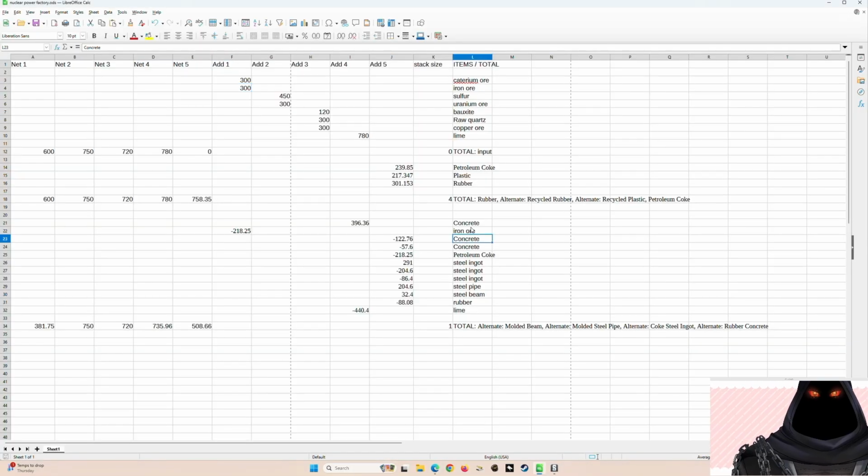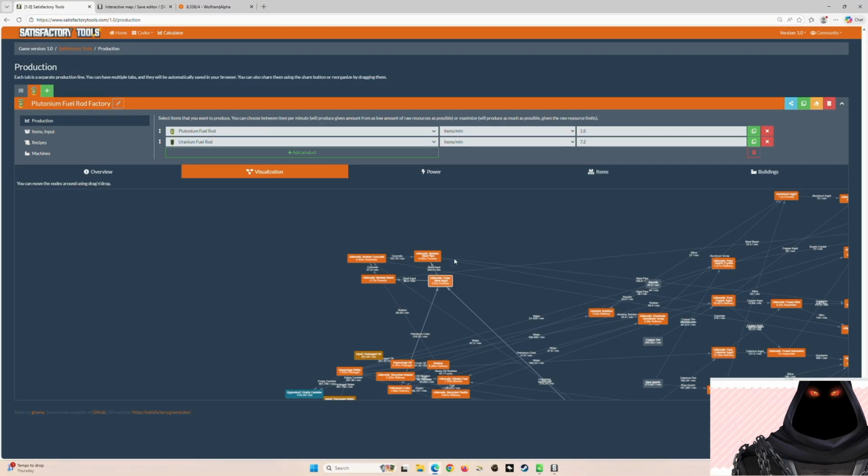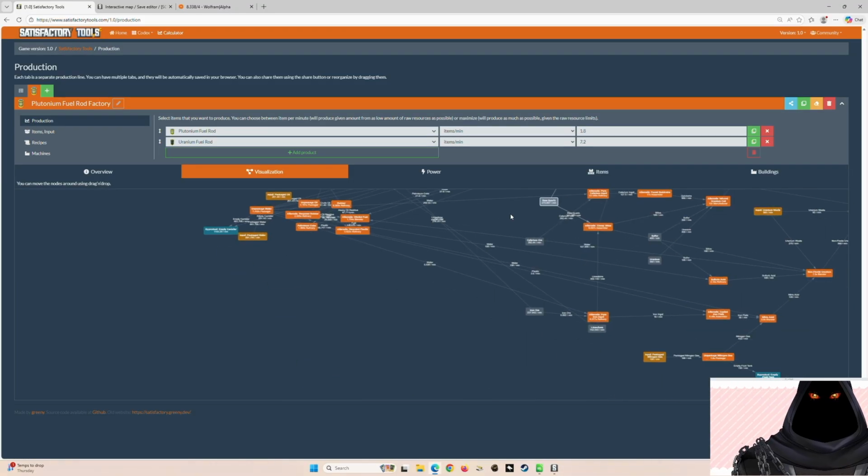So some of these recipes, both of the molded recipes, are consuming concrete. We're also producing some steel, and then we're consuming that steel all internally in this blueprint, and then we're generating steel pipe and steel beams. We're also consuming rubber to generate this concrete. So overall, we get a net reduction across the board, okay? So we're making room for other stuff down the line, which is super important.